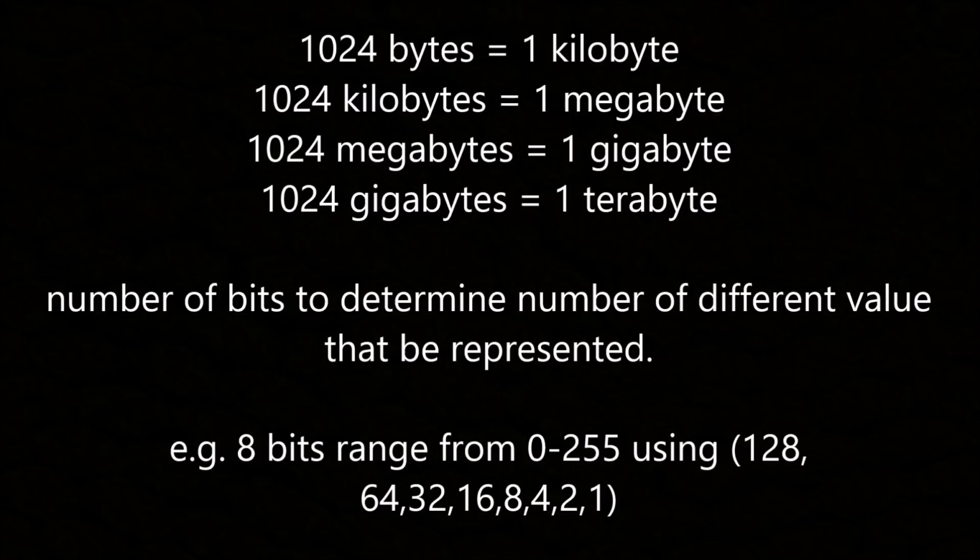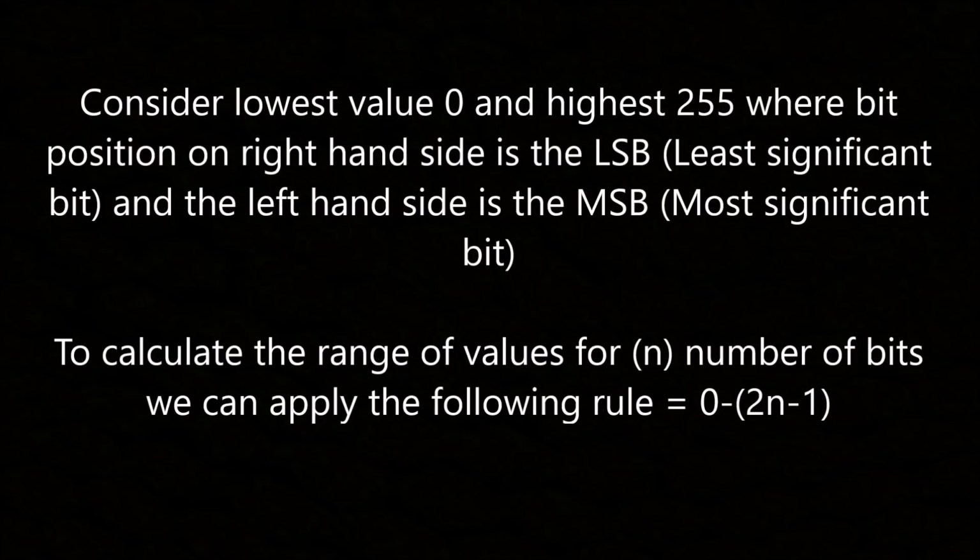The number of bits determines the number of different values that can be represented. So, for example, 8 bits range from 0 to 255 using 128, 64, 32, 16, 8, 4, 2 and 1. Consider the lowest value 0 and the highest 255, where the position on the right hand side is the least significant bit, and the left hand side is the most significant bit. To calculate the range for n number of bits, we can apply the following rule: 0 to 2^n minus 1.